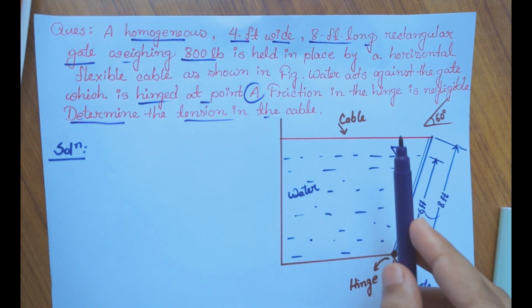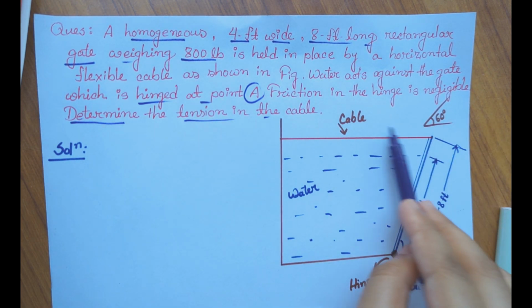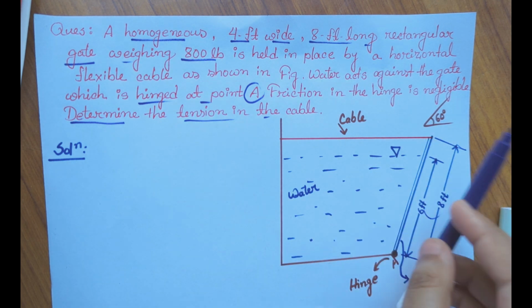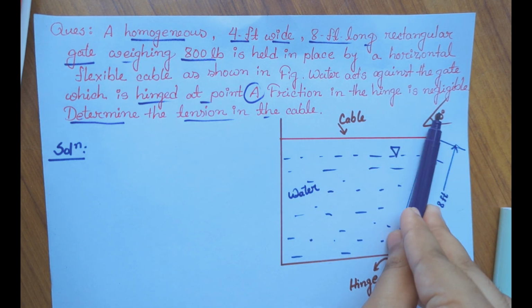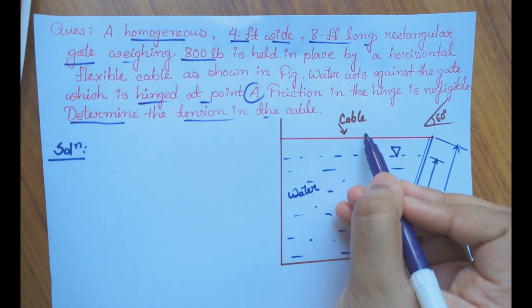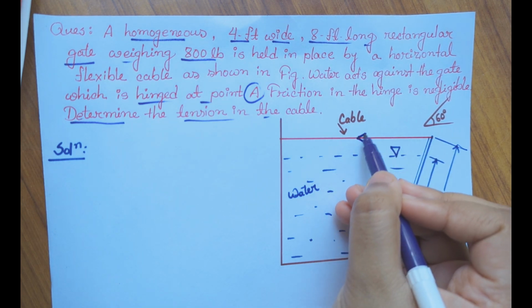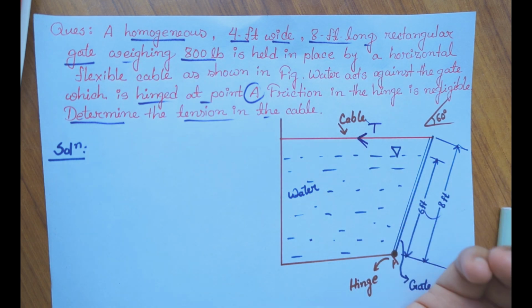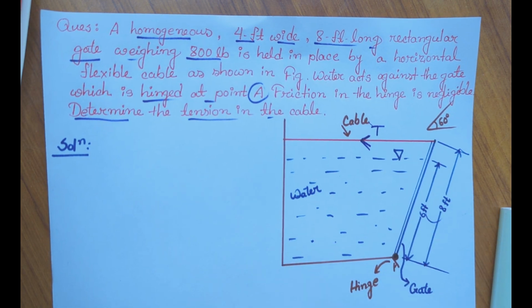This cable might have a tension force working towards this for the gate, because the gate is attached here with this cable. So the cable ties the gate here and the tension force will work towards this. Suppose this is T, the tension force. We have to find this.